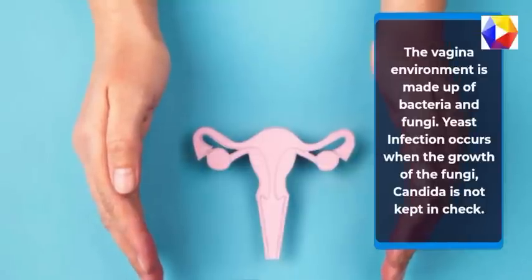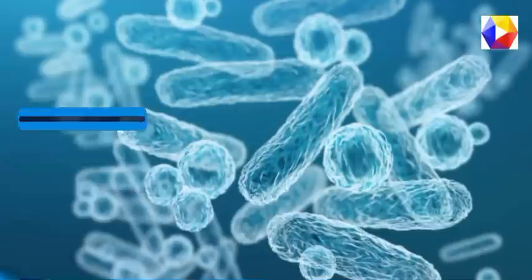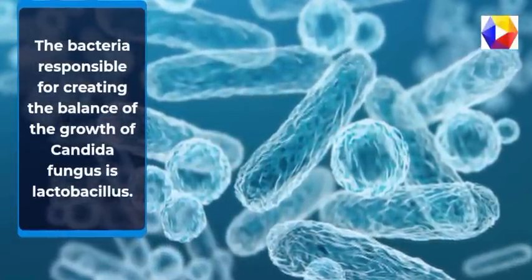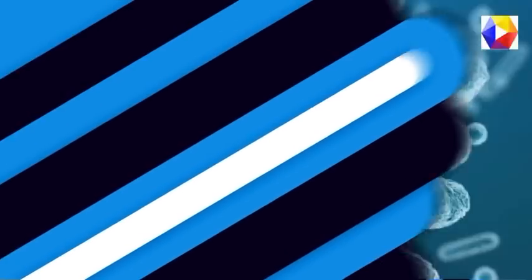The vagina environment is made up of bacteria and fungi. Yeast infection occurs when the growth of the fungus Candida is not kept in check. The bacteria responsible for creating the balance of the growth of Candida fungus is Lactobacillus.